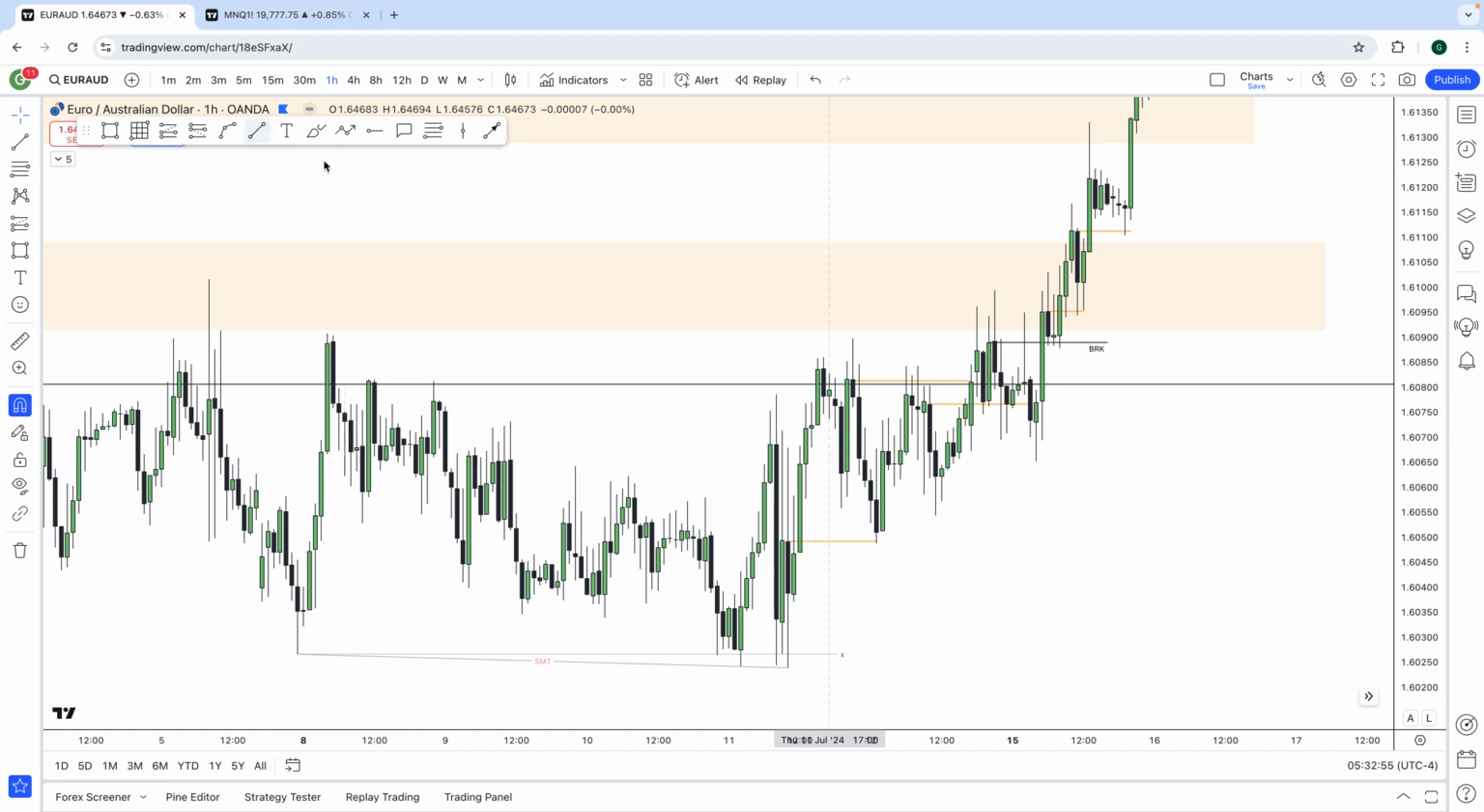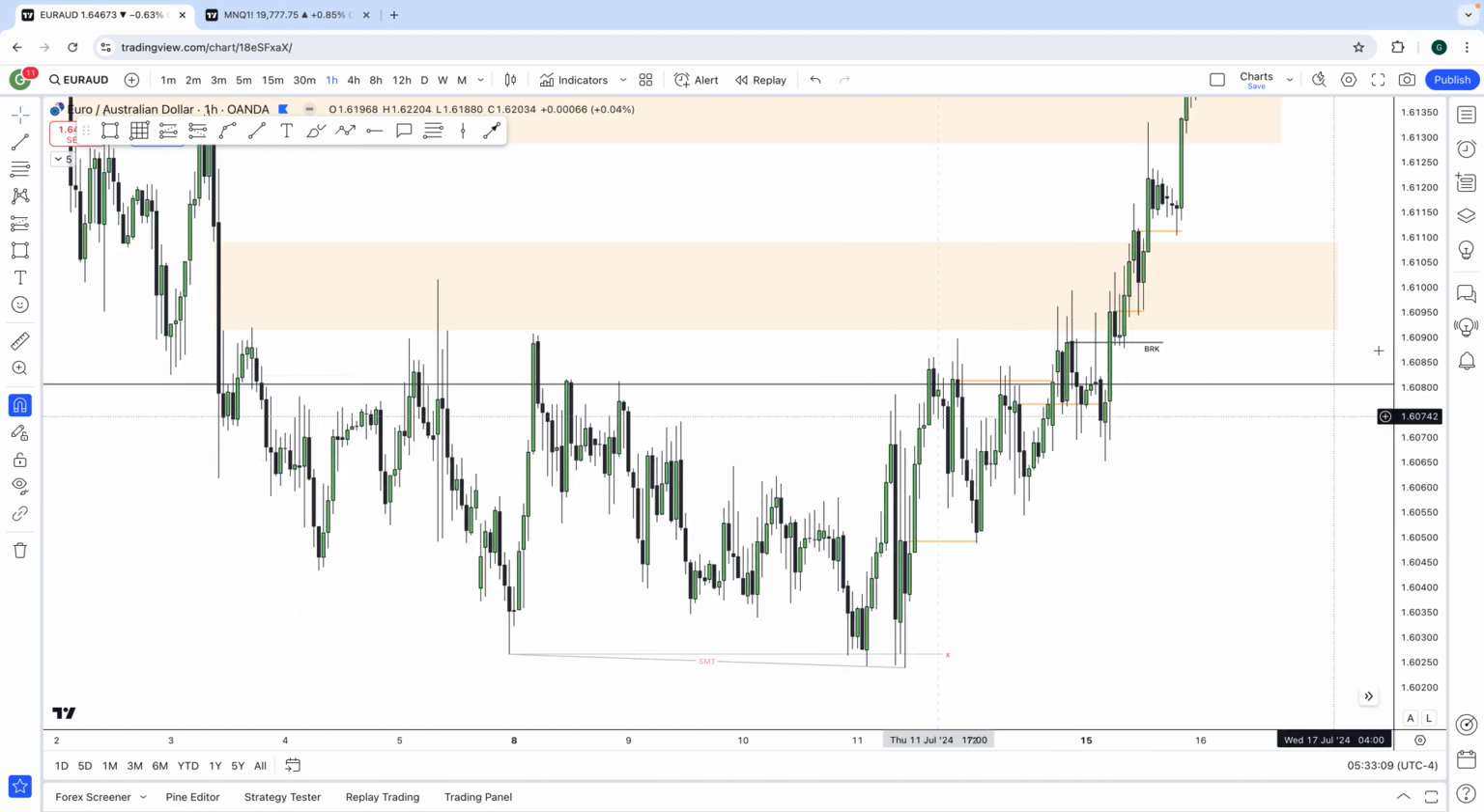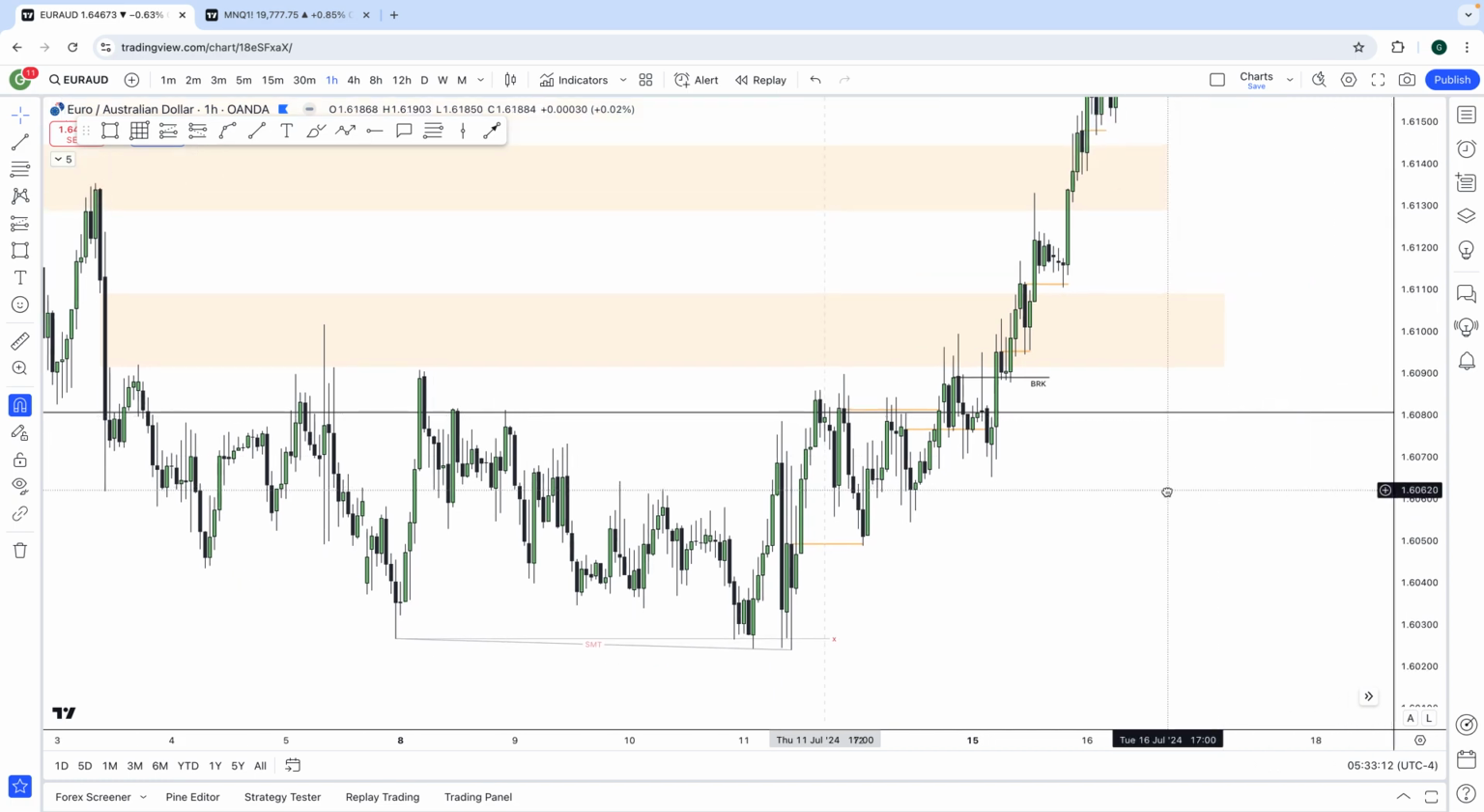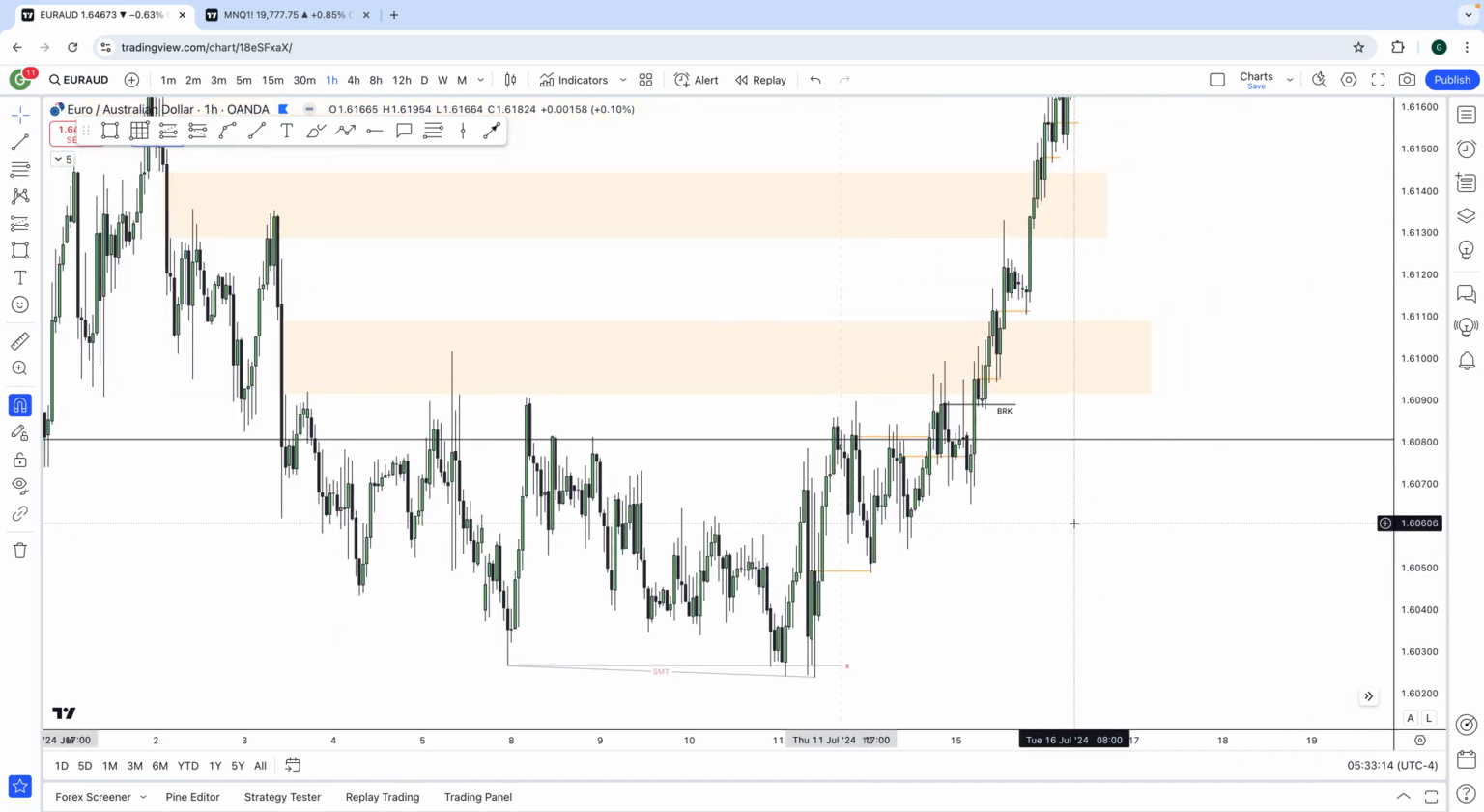And notice how we are rejecting all these lows. Every time we hit a low, displacing back in the range. And these down close candles that take lows and displace back above highs are high probability order blocks.